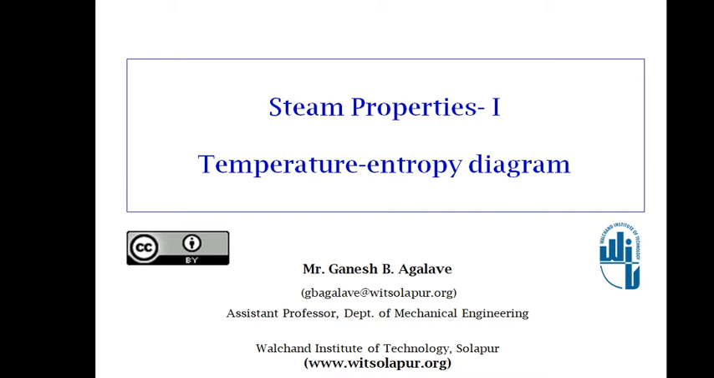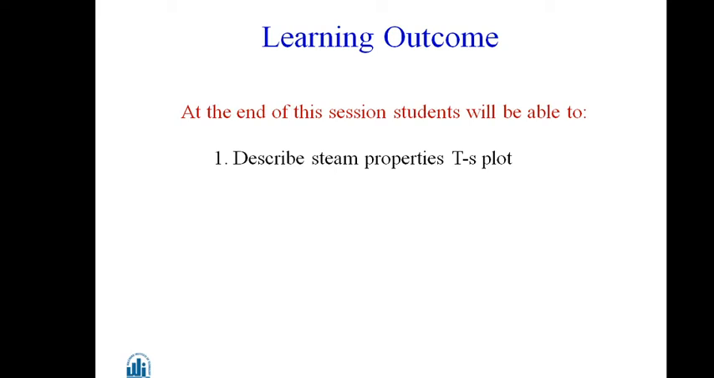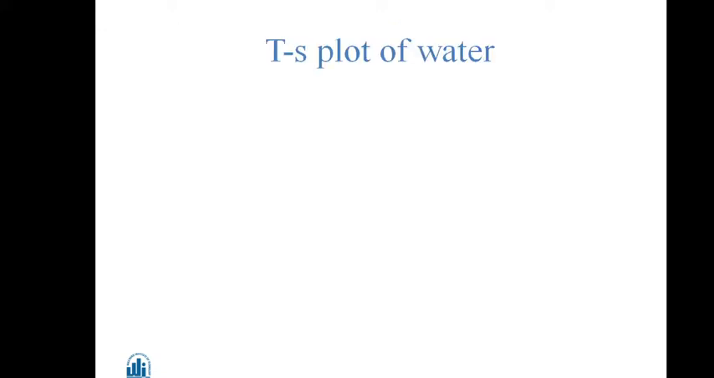In this session, we will see steam properties, first part, the temperature entropy diagram. Learning outcome: at the end of this session, students will be able to describe and draw steam properties on the TS plot. Now we will see the TS plot of water.